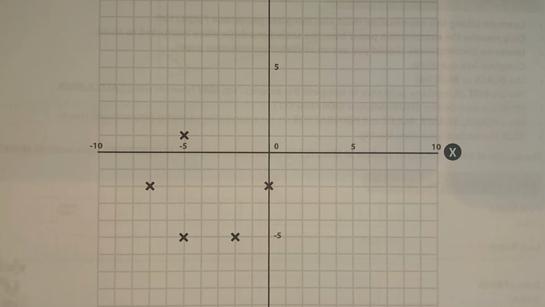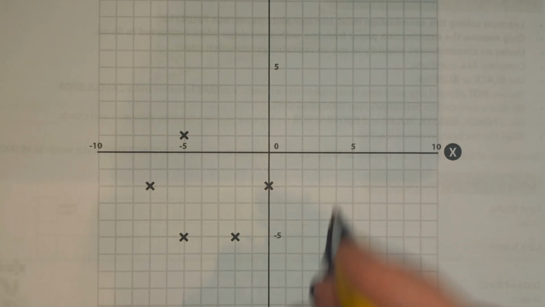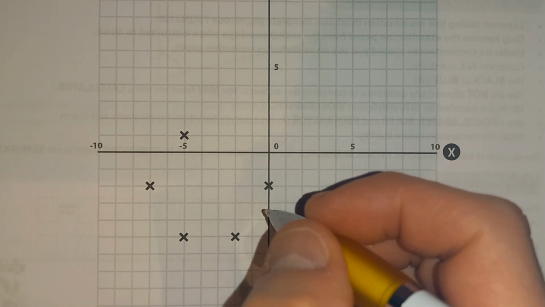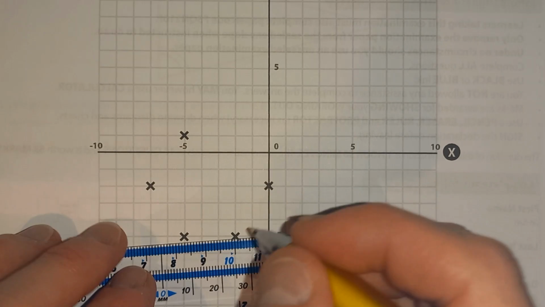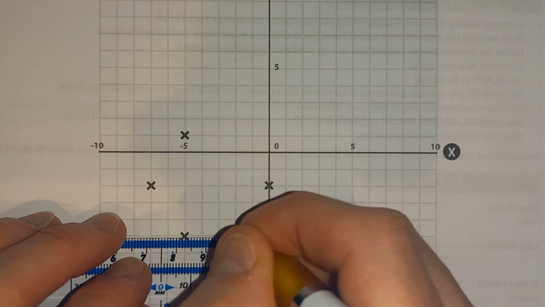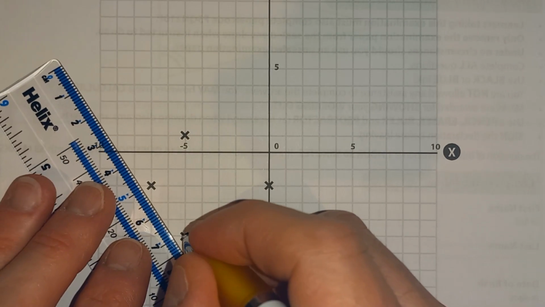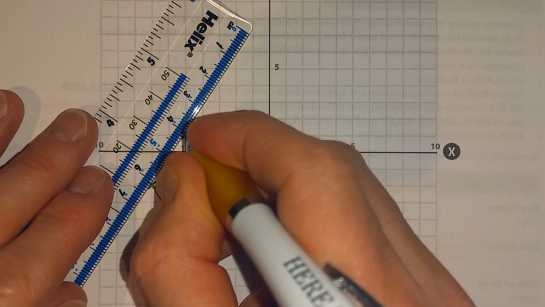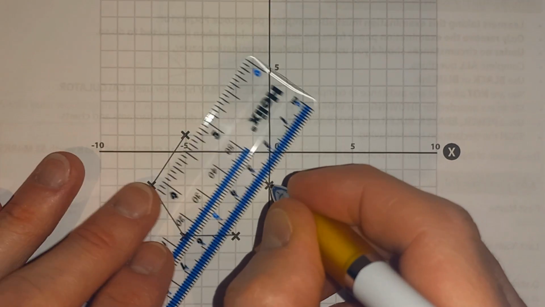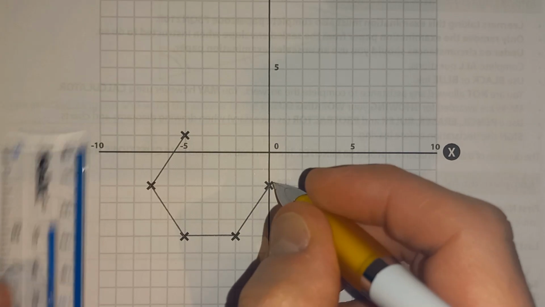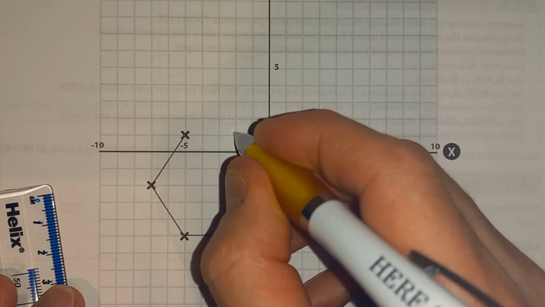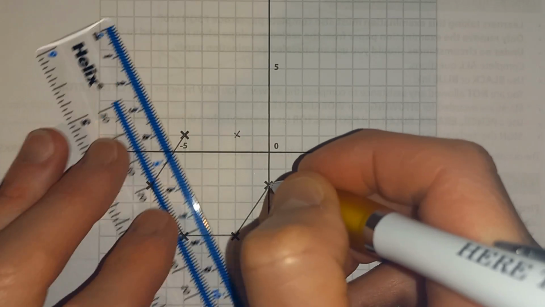Well, they haven't said it, but I'm assuming they want a regular hexagon, because I could put a cross anywhere and it would still be a hexagon. But let's not be pedantic and let's say they want a regular hexagon. So let's connect these dots and it'll make it easier for us to see where an extra point might go. Well, we'll follow up from here. So we're going to want something there.